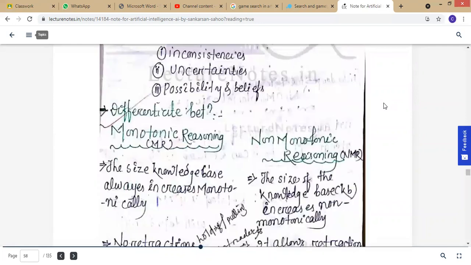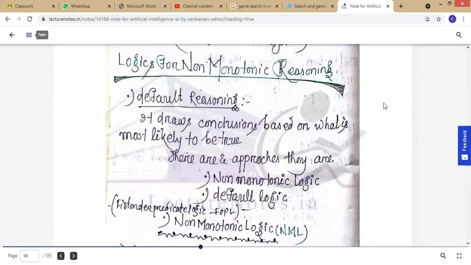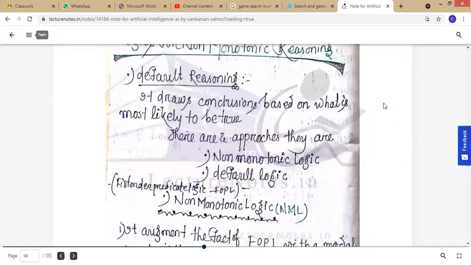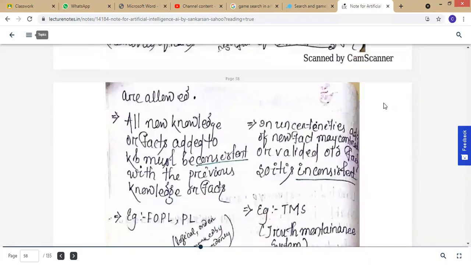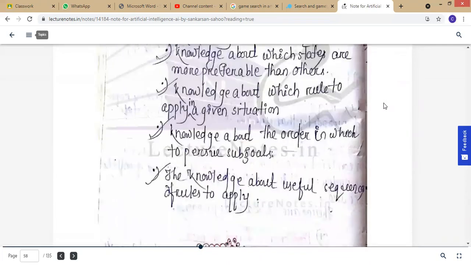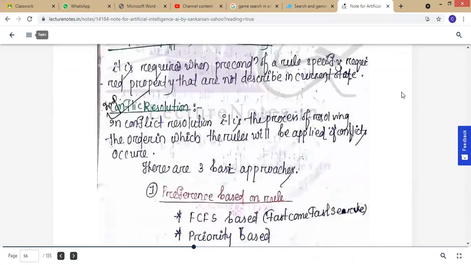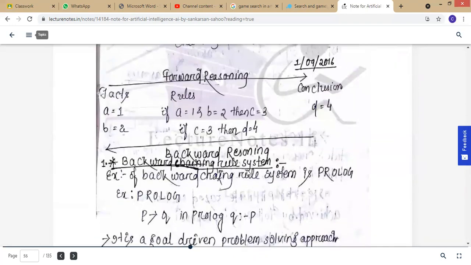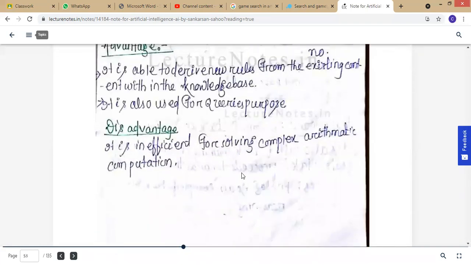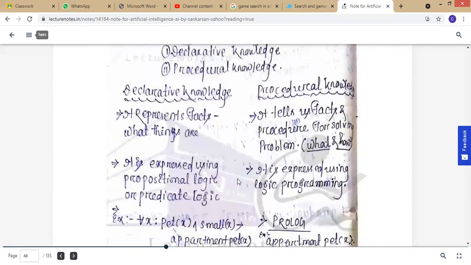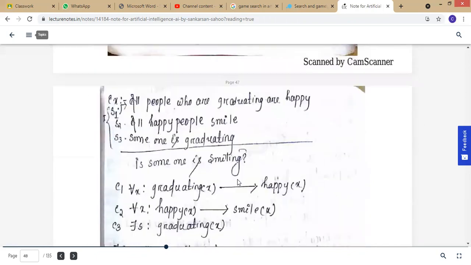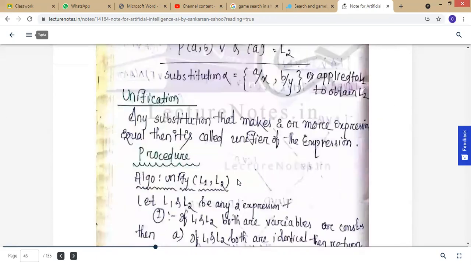Okay. This whole content is about the knowledge base. Knowledge base concept. Forward chaining and backward chaining also come in it. Knowledge base also comes in. All of this is knowledge base content. These are knowledge or the logical contents.